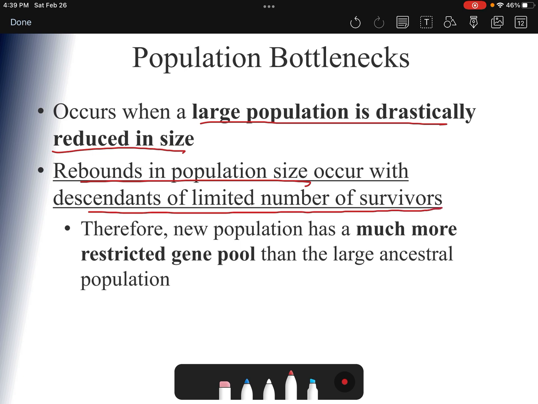So whatever alleles those limited number of survivors had, that's what you've got to work with for your gene pool. And you end up with a very restricted, concentrated gene pool because you only have those few alleles compared to what the large population size originally had.